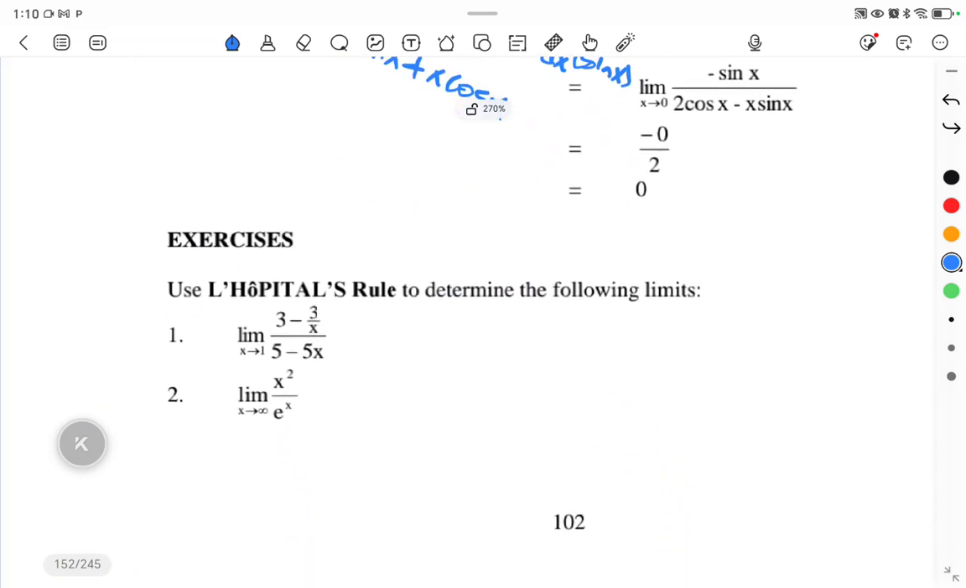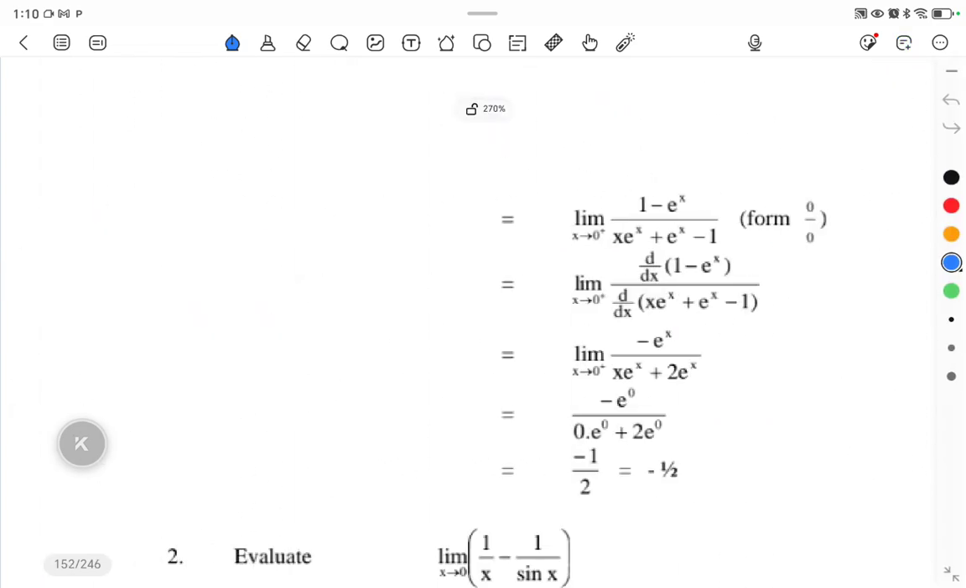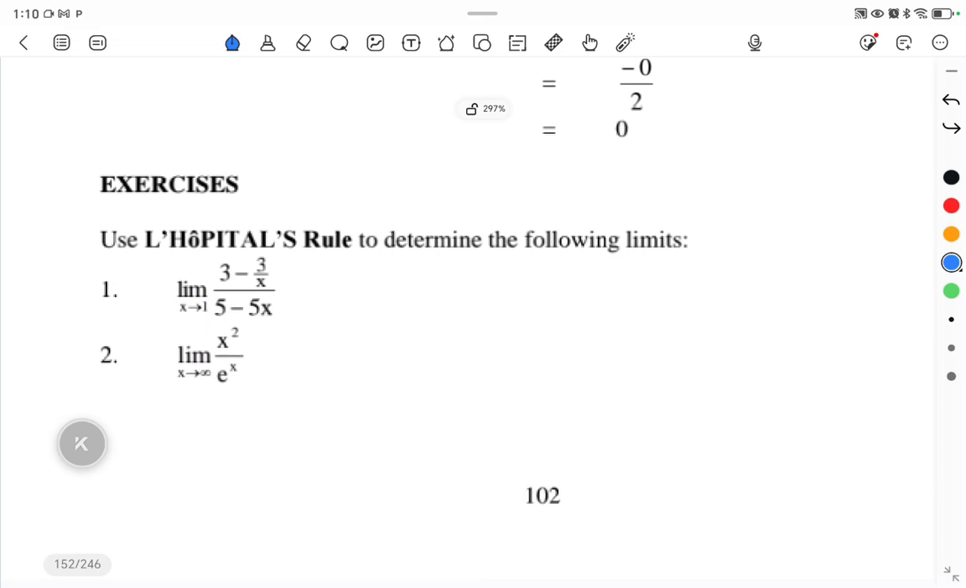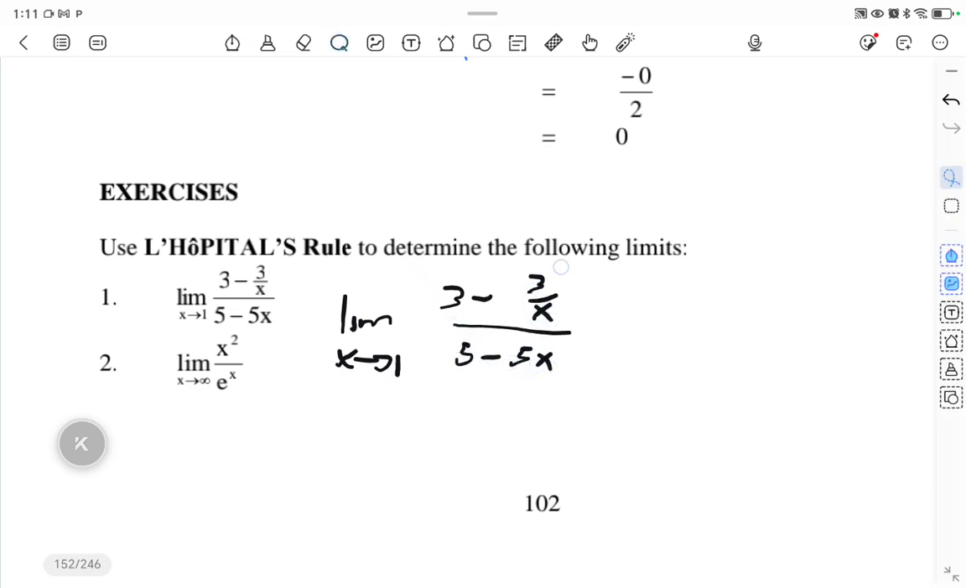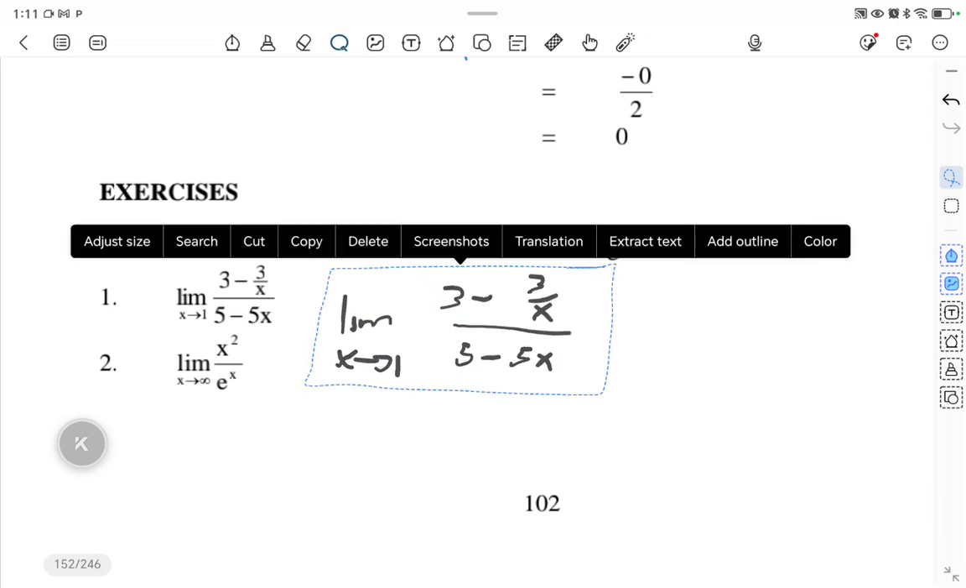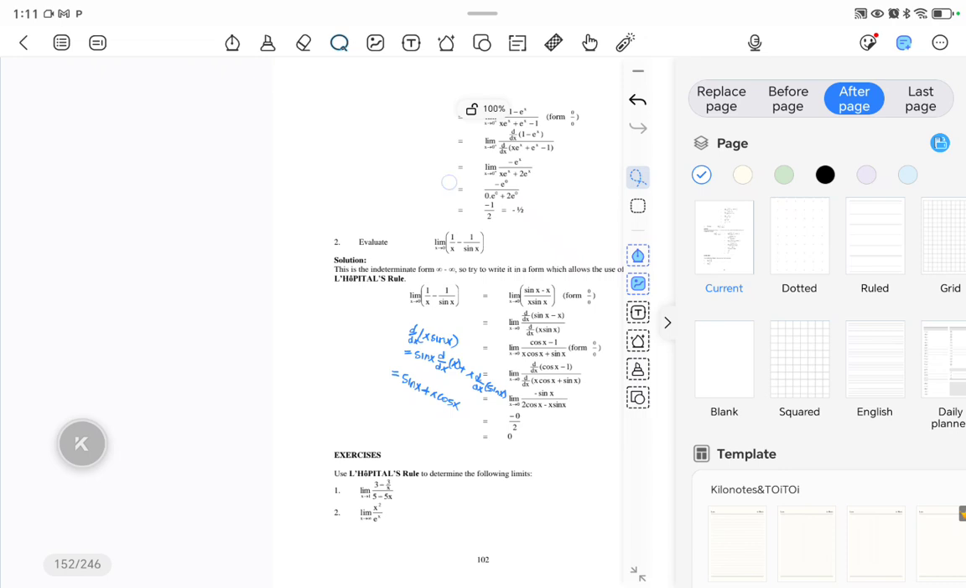Now let's write this. I think, yeah, we can just do this. And then if we come to solve these questions, the first one says we're given the limit as x approaches 1 of 3 minus 3 over x, all over 5 minus 5x. You see, right? So if I just crop this out and cut, I think I've already opened the page.